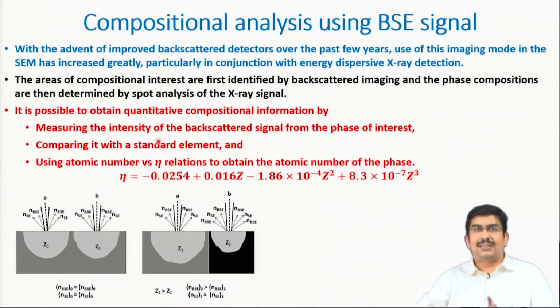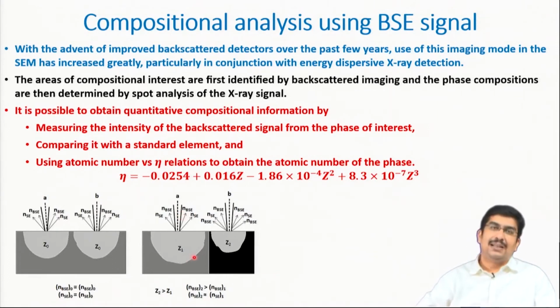First, we measure the intensity of the backscattered signal from a certain phase of interest. So, we put the electron beam here and we measure how many backscattered electrons are coming out from this lighter phase. Then we do the similar thing, we put the primary electron beam here and find out how many backscattered electrons are coming out from here. We know the atomic number, the primary electron beam current and the accelerating voltage. Then we compare the number of backscattered electrons with a standard element.